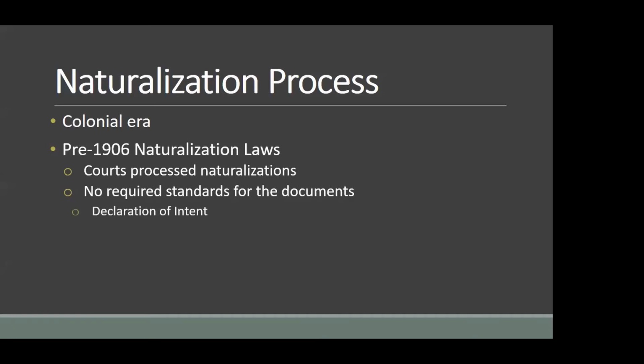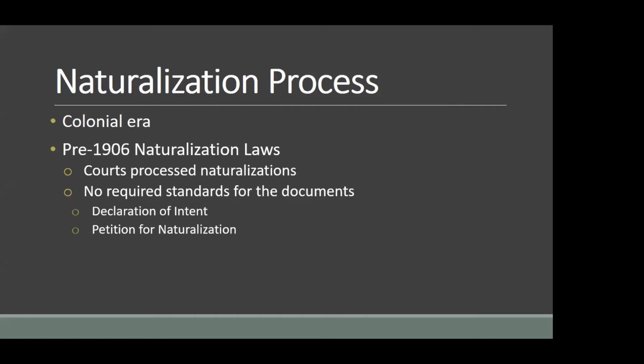The first thing that your immigrant had to do before 1906 was declare their intent, which is sometimes called first papers. This is when a person who wants to become a citizen relinquishes their allegiance to another country and declares they want to be a U.S. citizen. Keep in mind, though, many people filed declarations but never followed through to actually become a citizen.